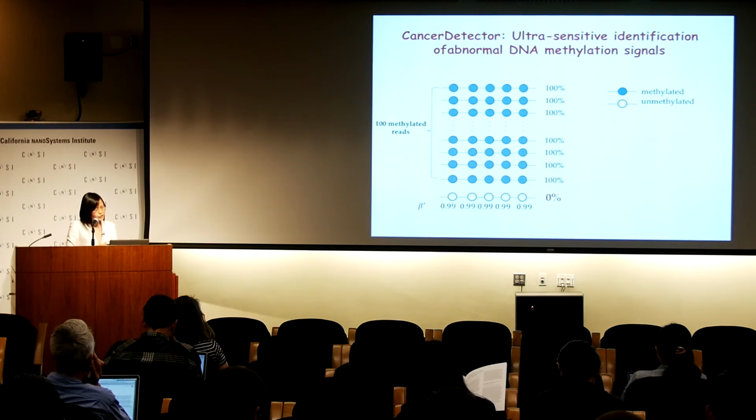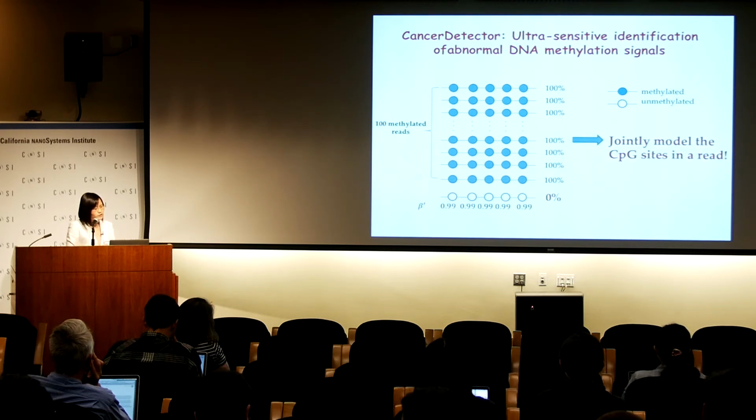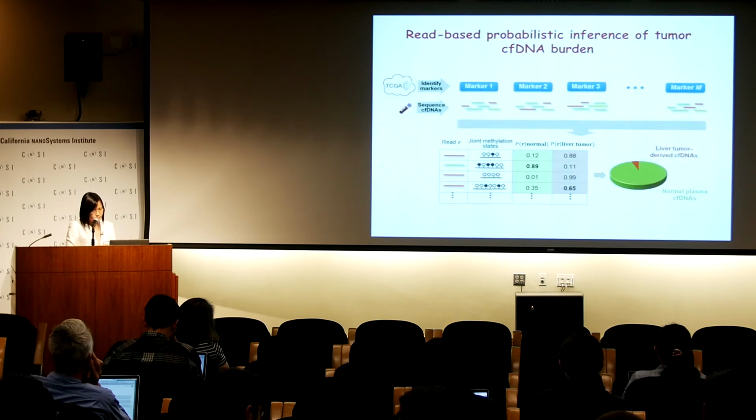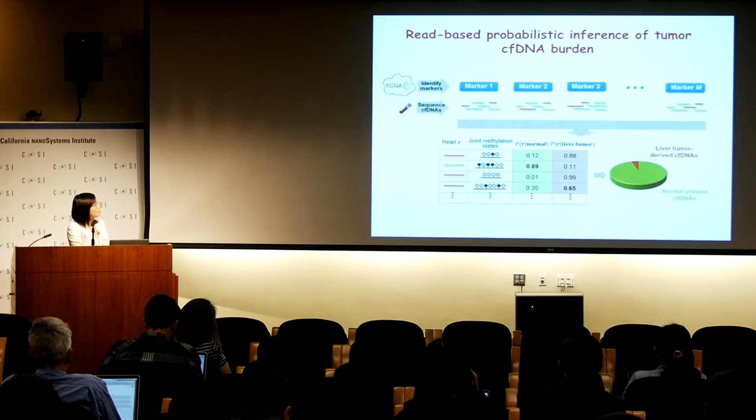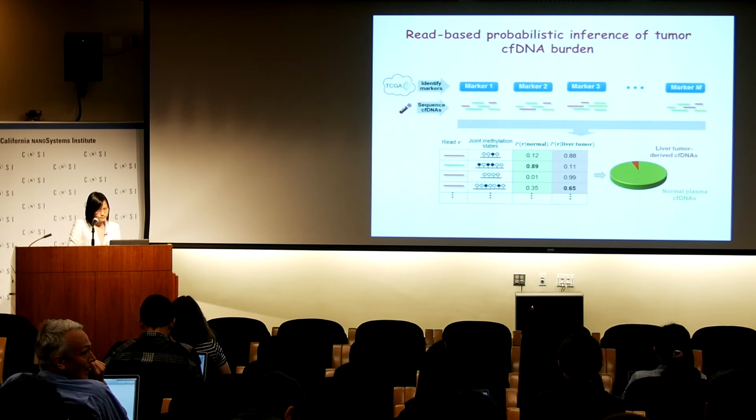So based on this intuition, we have upgraded the method, and the key is to jointly model the CpG sites in a read. As usual, we identify the markers, and then given the cfDNA methylation data, in this method we actually assign every read a probability of coming from normal or from a particular tumor, for example, liver tumor. So it's actually a read-based method.